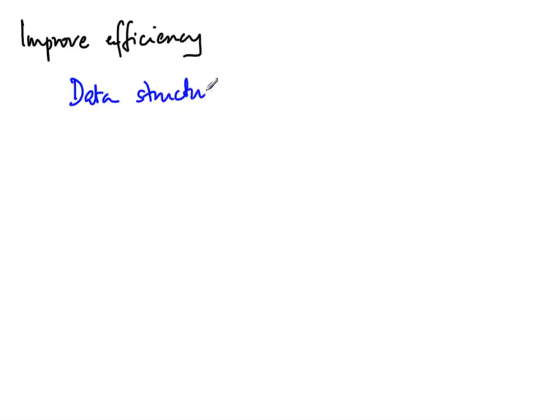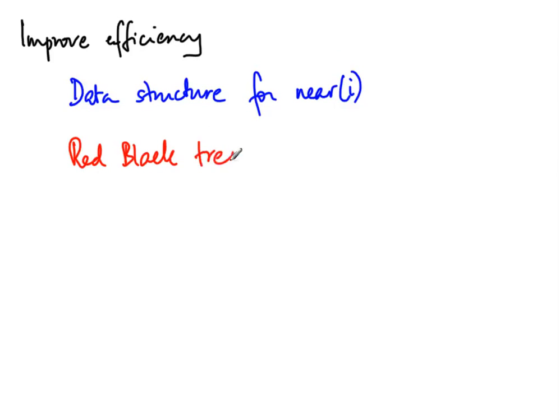So to improve the efficiency, we need a good data structure for keeping track of near i. This data structure should allow us to quickly look up the minimum element, remove it, and do all the updates that we had before. It turns out that a good candidate for this is what is called a red-black tree. So we'll organize a red-black tree in terms of the costs of the edges connecting i.